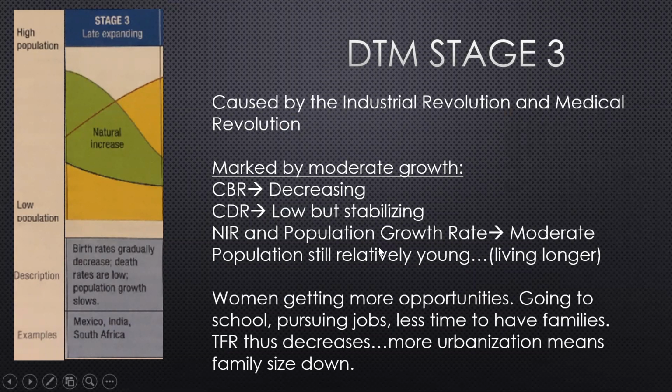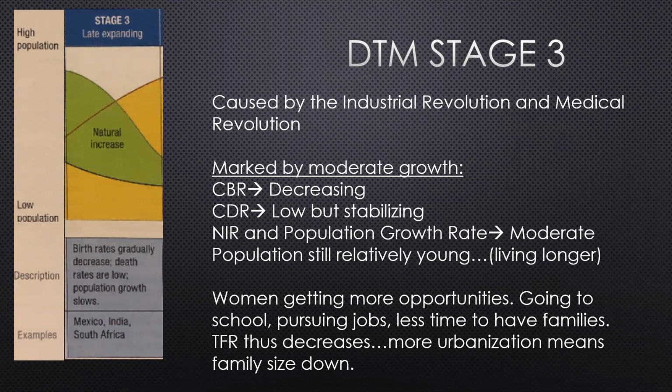So stage 3 of the demographic transition model, the Industrial Revolution, medical revolution, same thing, kicking off stage 3, continuing. But stage 3 is marked by moderate growth. CBR is decreasing, CDR is low, but it's stabilizing a little bit. I mean, crude birth rate is not just decreasing, but significantly decreasing. Natural increase rate, population growth rate: moderate, it's increasing, but not that much. And the population's still relatively young, although it's getting a little bit older as more people begin to live longer.